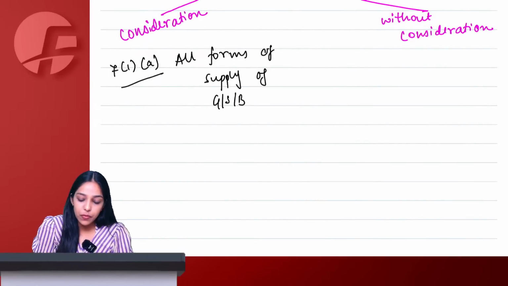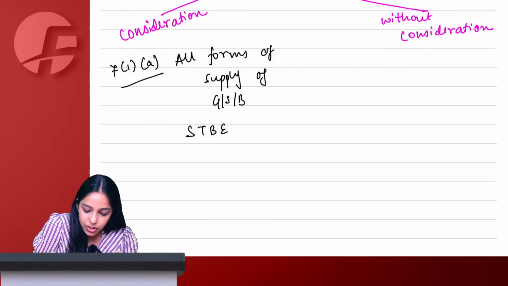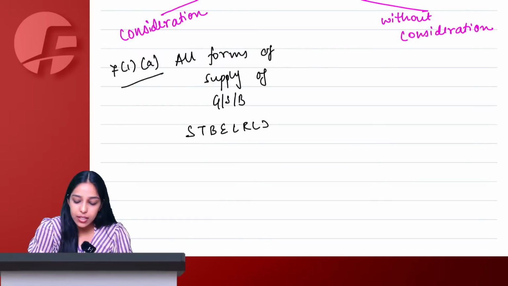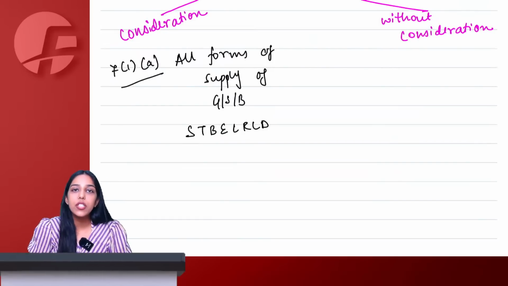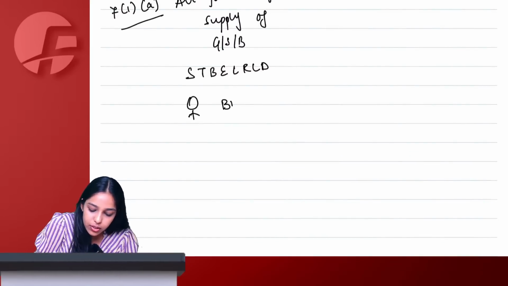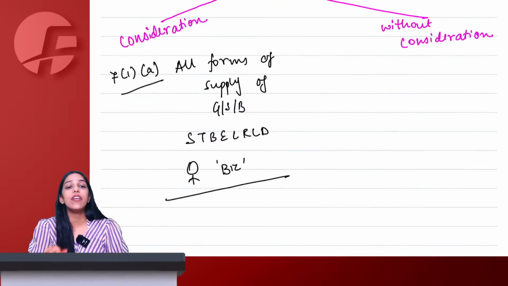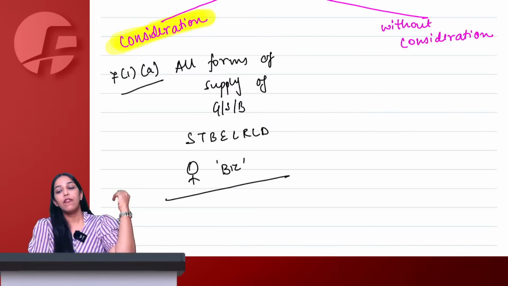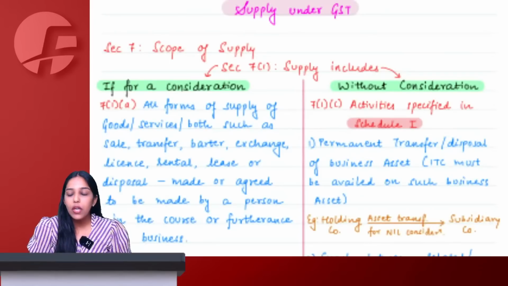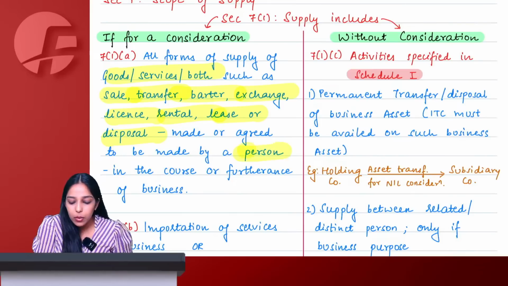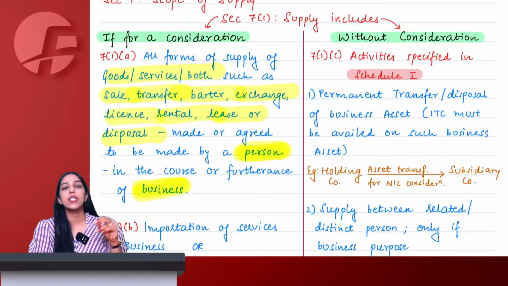What could possibly be the forms of supply? Sale, transfer, barter, exchange, license, rental, lease, disposal, everything which you are doing of goods, services or both, made or agreed to be made by a person in course or furtherance of business. So if any supply is happening for consideration, it includes all forms of supply of goods, services or both, such as sale, transfer, barter, exchange, license, rental, lease, disposal, made or agreed to be made by a person in course or furtherance of business.